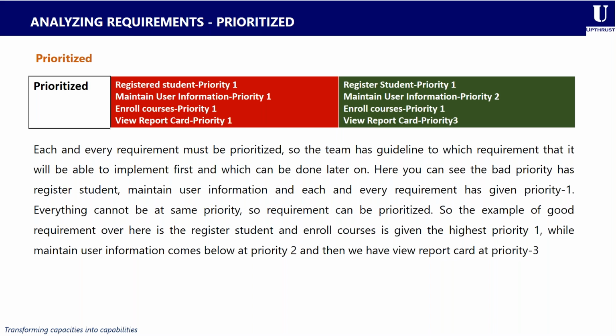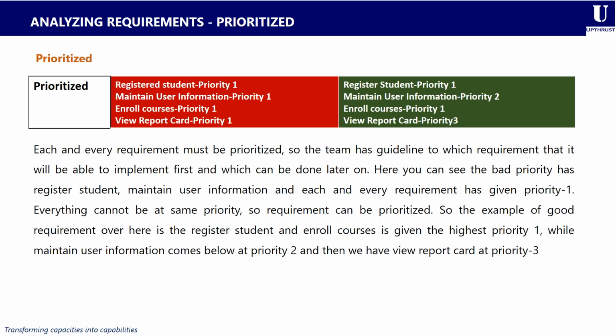But when you're able to prioritize your requirements, like we have in the green one, register students is priority one, maintain user information is priority two, enroll courses is priority one, and view report card is priority three, this will help the implementation team to understand that the first thing they need to ensure they get in place for the solution is the student registration and the enrollment of courses.